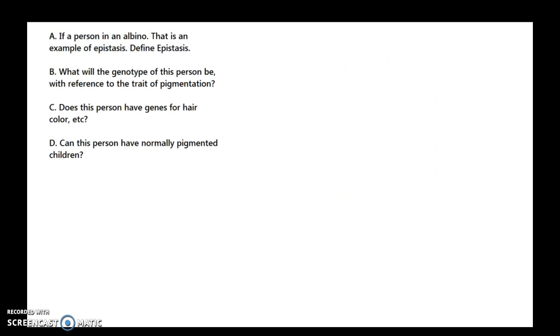Finally, this is number 10 on worksheet 4. This is talking about epistasis, which we talked about earlier in the PowerPoint here in the video. If a person is albino, that is an example of epistasis. What is epistasis? It occurs when 1 gene pair covers up the expression of other gene pairs. What will the genotype of this person be with reference to the trait of pigmentation? They would be homozygous recessive if they were to be albino, which is little a, little a.